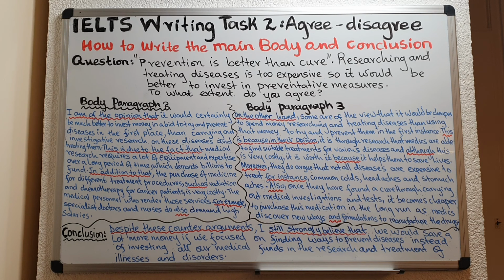Another complex sentence. And then in the conclusion: "Despite these counter-arguments, I still strongly believe that we would save a lot of money if we focused on finding ways to prevent diseases instead of investing all our medical funds in the research and treatment of illnesses and disorders." That is also a complex sentence. So this is a Band 9 essay. That is why I have used a lot of complex sentences.